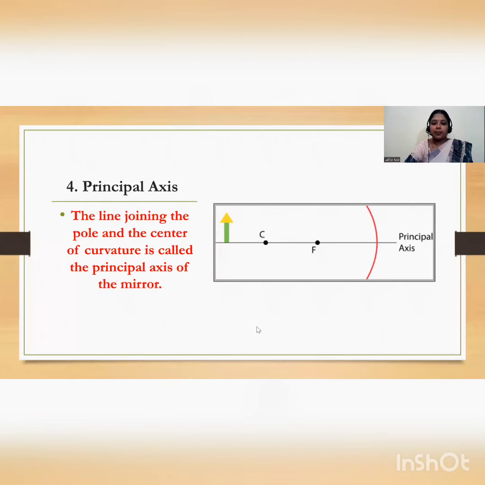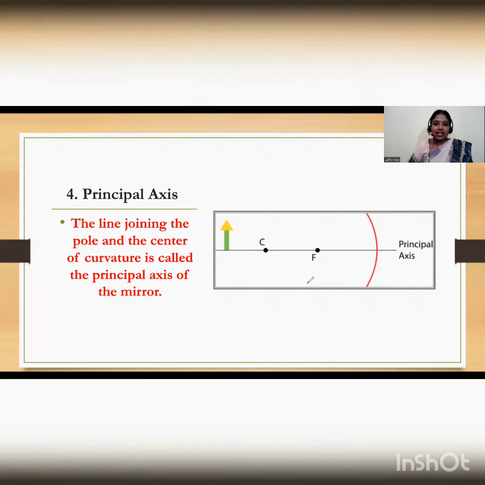Now what is principal axis? Principal axis means this line. Have you seen this line, right? The imaginary line that passes through the center of curvature and pole. Here we have pole P, and this is also one point, the focus. I'll explain that point also. We call it focus.